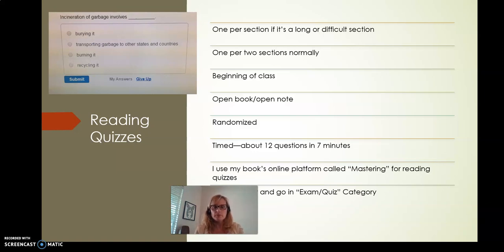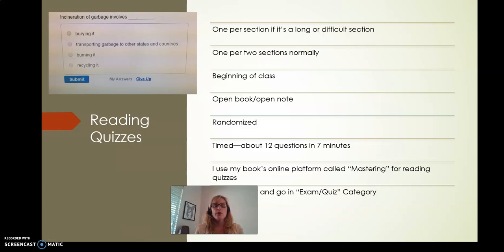Then the next night, after I assign sticky note videos, they have to read the section of their book with the corresponding little mini videos. And then they'll either have a reading quiz the next day. If it's a long or difficult section of the book, I'll do a reading quiz per section. But normally I'll do about a reading quiz every 2 sections.